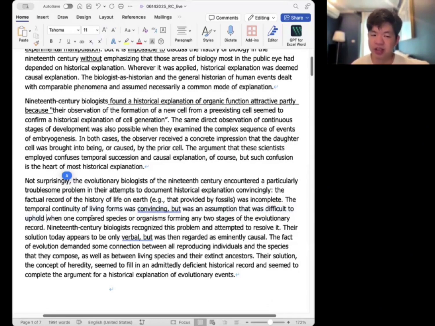What does it mean when we compare different species or different organisms today? When forming or comparing any two stages of evolutionary records, there are problems when we compare different organisms or different stages in the evolutionary process.